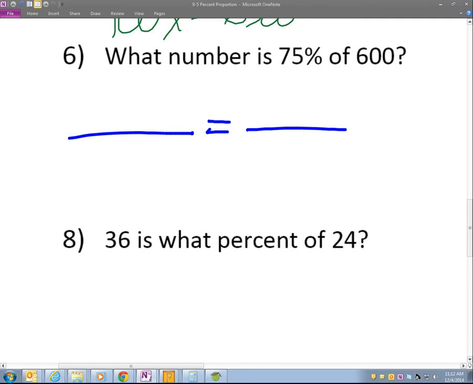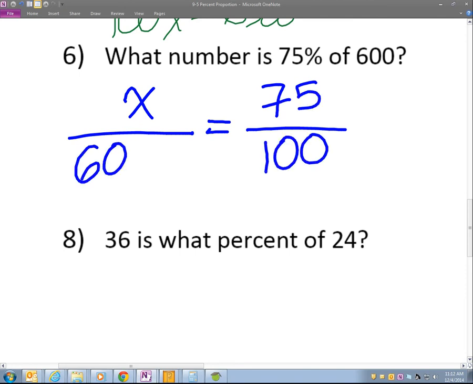So if you have this, you have it correct. What number is 75%, I know it's always going to be 100, of 600. That's how you should have it set up. If you have it the other way around, where it's 75 over 100 equals x over 600, you're good. That would just be switching these two around, and because of the reflexive property, you're good.